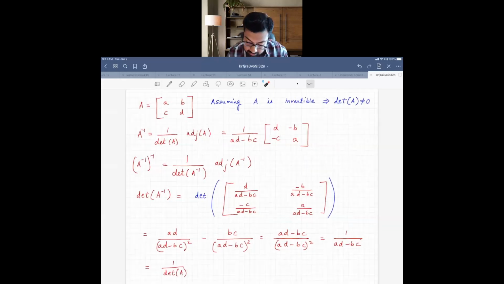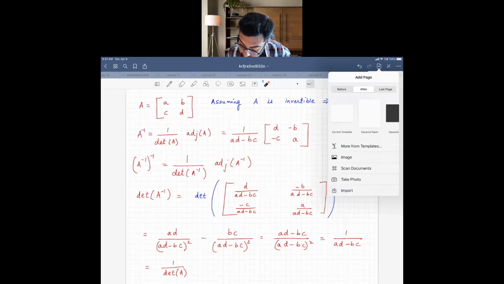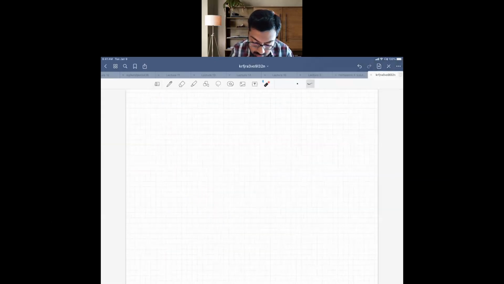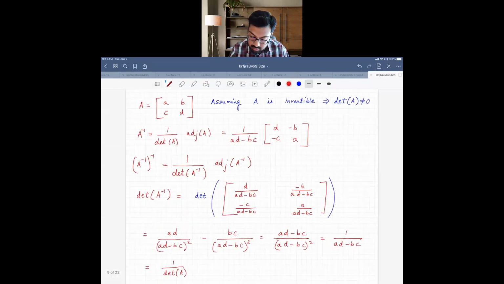So let's try to look at that. Let me add a slide here. Adjugate of A inverse. How can I find that out? I'm going to consider this matrix here. That is the matrix A inverse. I'm going to switch these two elements and then multiply with a negative sign over here and here, right?